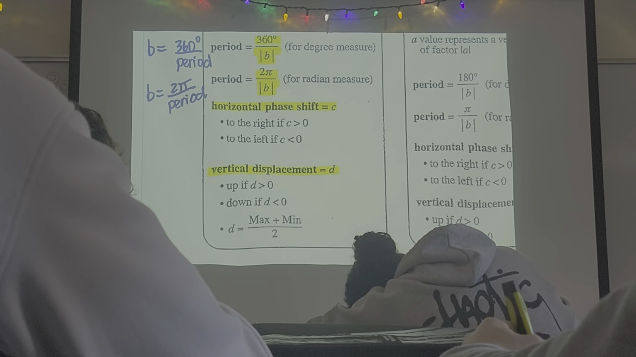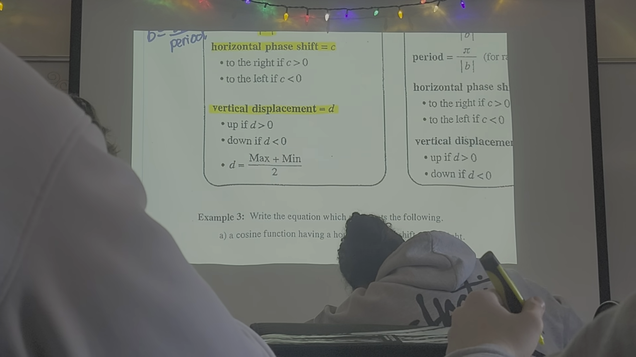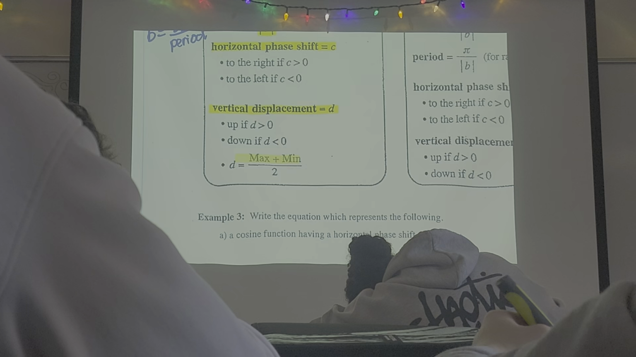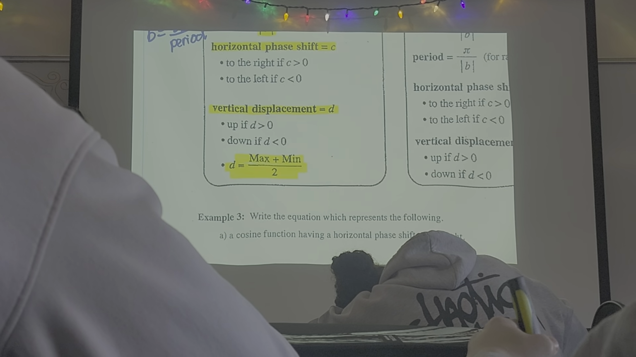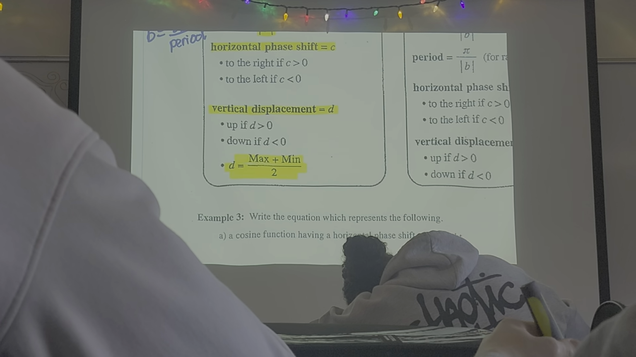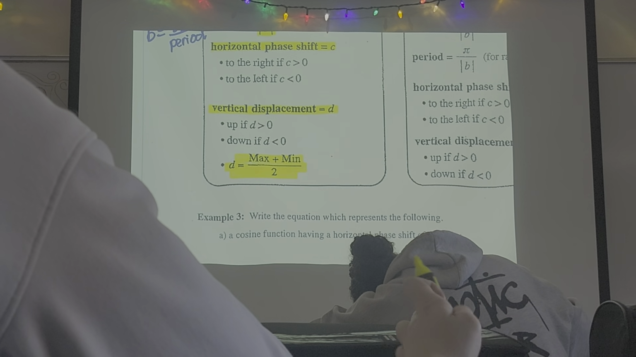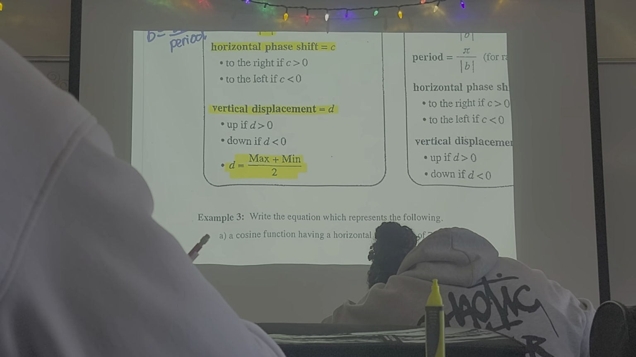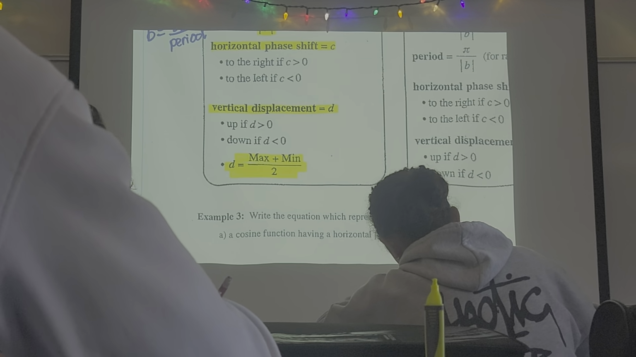If you're given a graph and you have to figure out the equation and the vertical displacement, the formula for vertical displacement is max plus min divided by 2. So amplitude is max minus min, displacement is max plus min. And that's when you're given a graph that we have to find the displacement. We're gonna do that on the next couple pages.